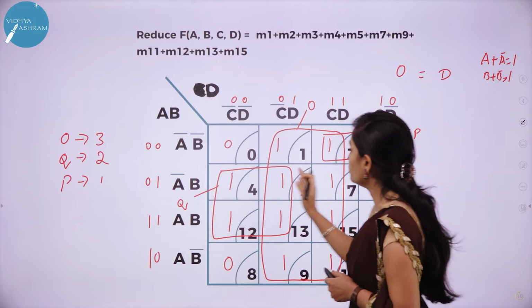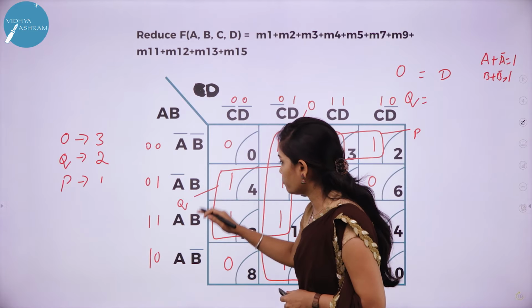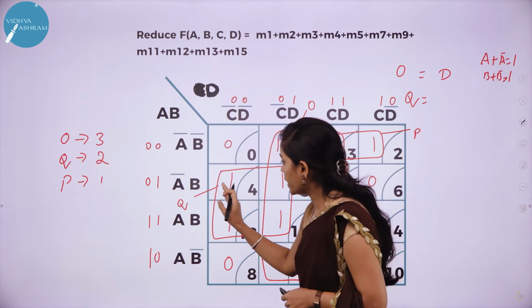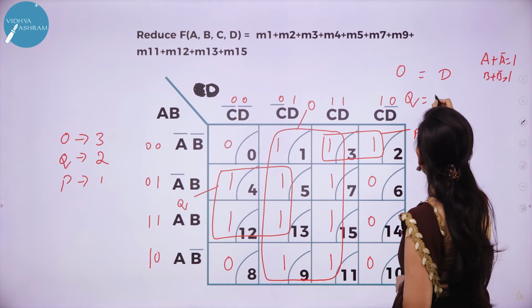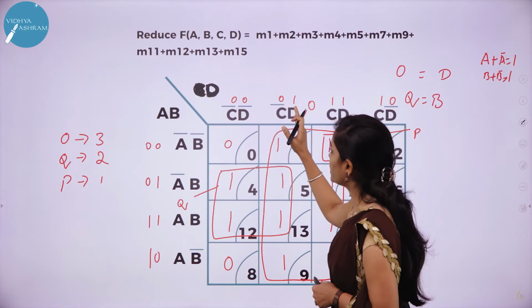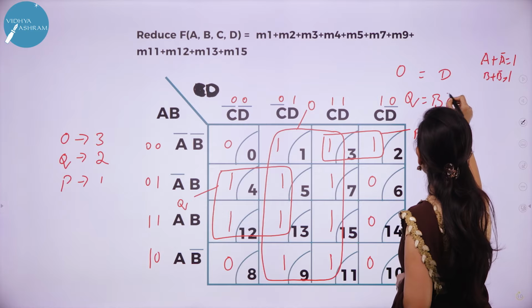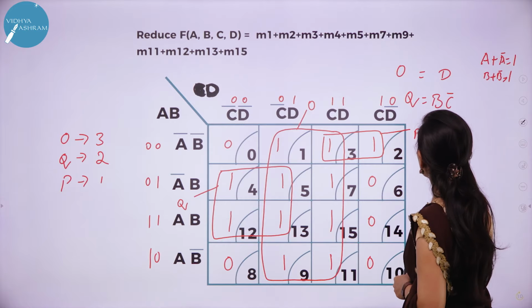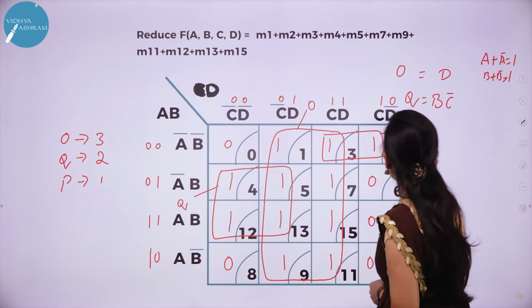And next preference to quad. For the quad, in rows, which is the common factor? A bar plus A is equal to 1, and B is the common factor in the quad. And in columns, C bar D bar plus C bar D, which is the common factor here? C bar is the common factor. So B C bar is the common term in the quad. And last we have the pair. So for the pair, the common factor in the row is A bar into B bar.